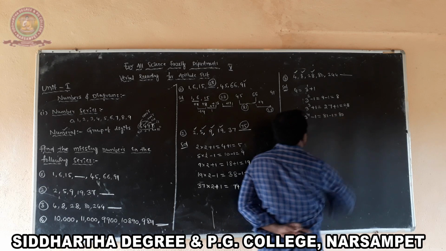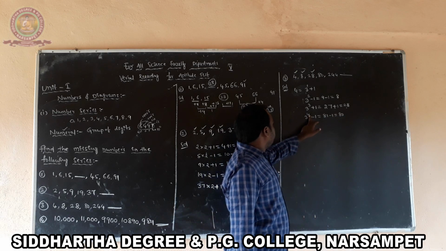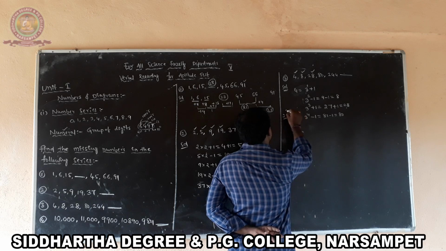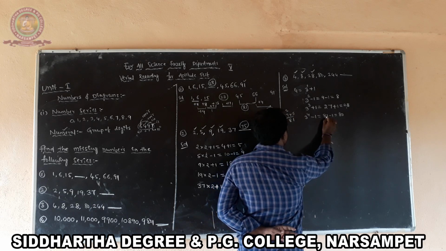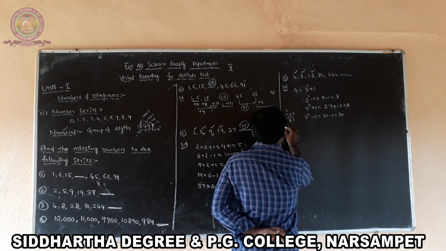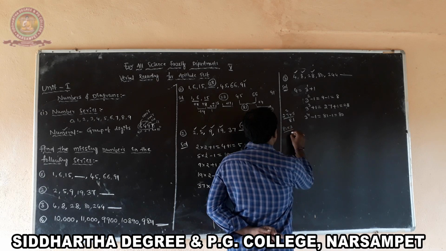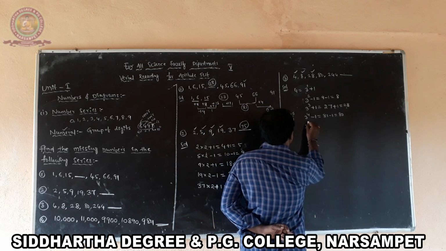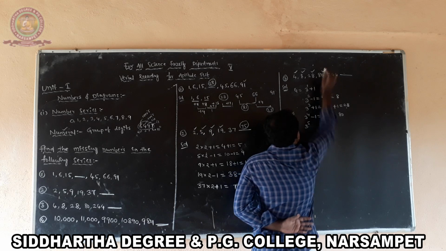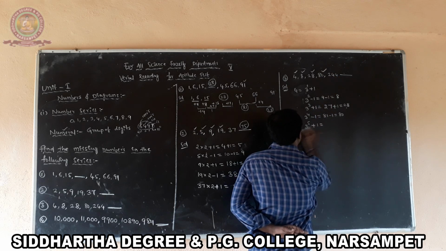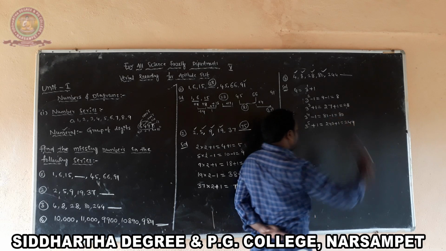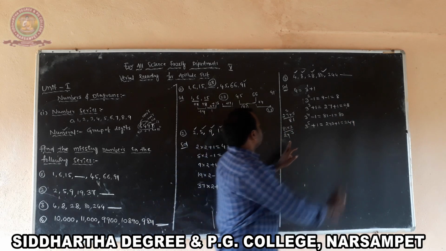That is 80. Right? 3 power 4 means 27 into 3. So 3 into 7, 21. 3 into 2, 6 plus 2, 81. So that is 81. Next, 81 into 3. 3 ones are 3. 3 into 8, 24. So that is 3 power 5 plus 1. That is 243 plus 1. That is 244. Right? Then 244.